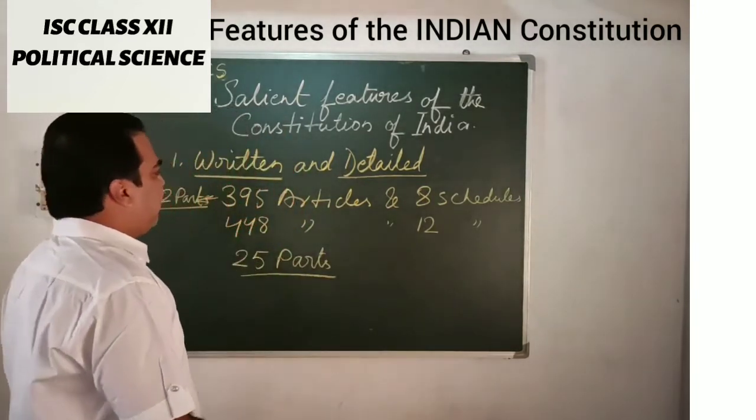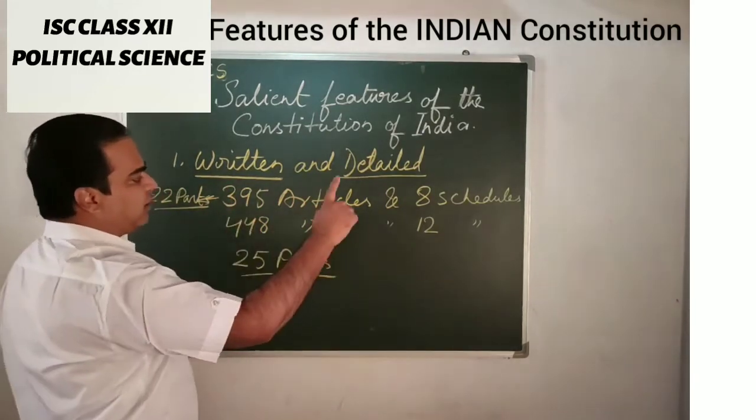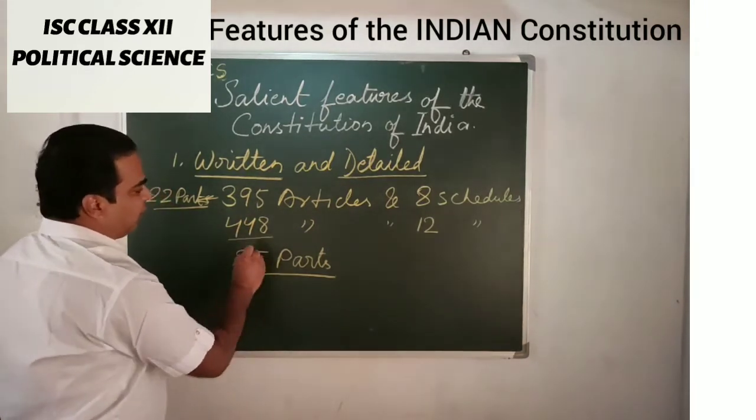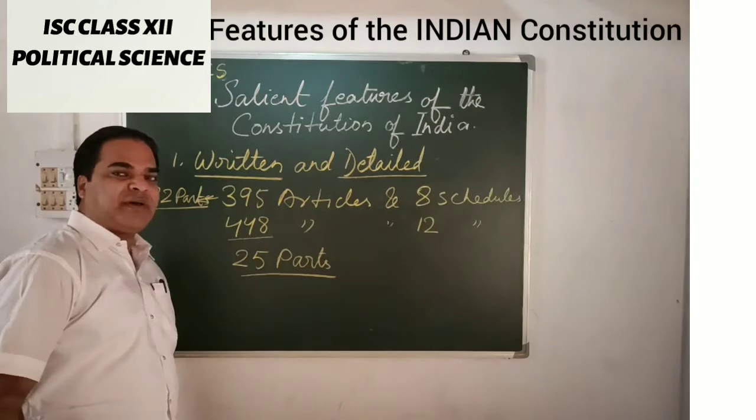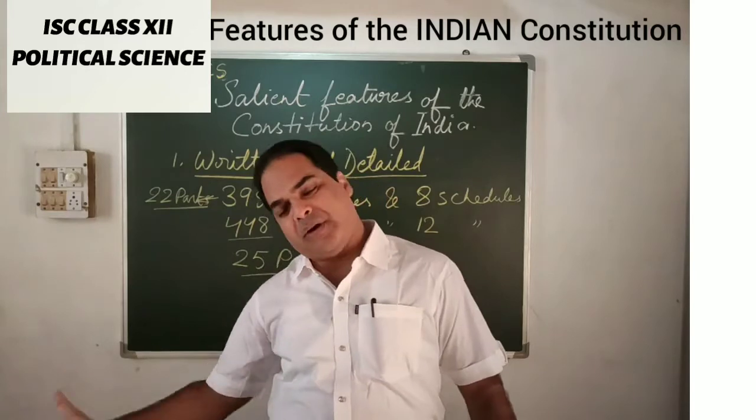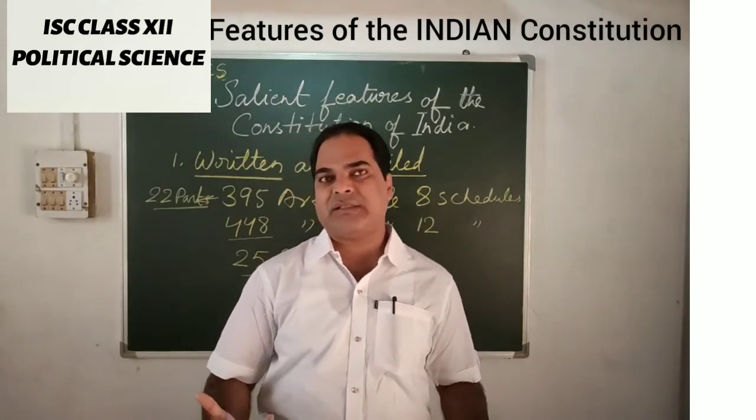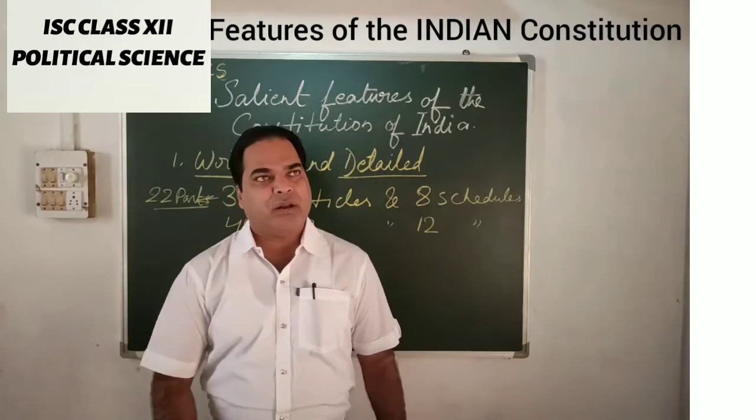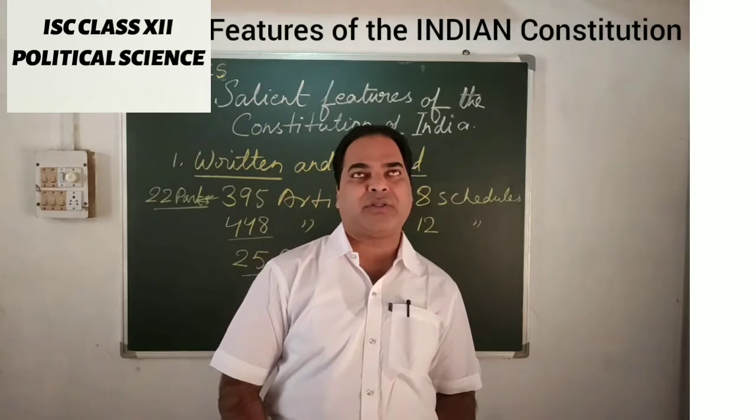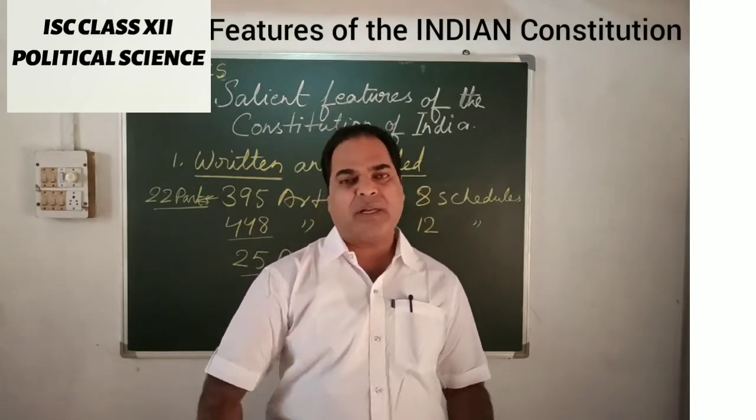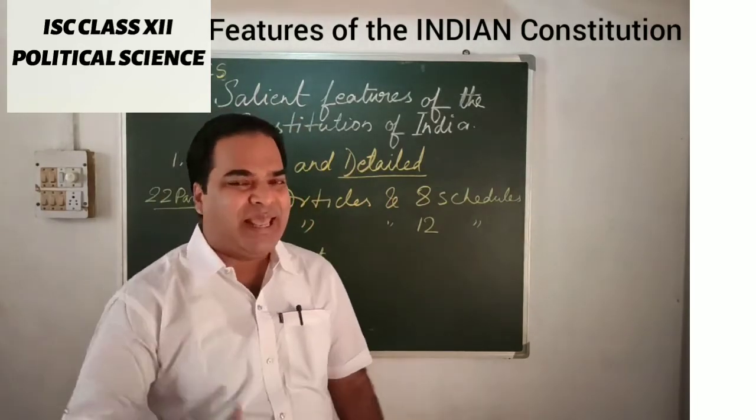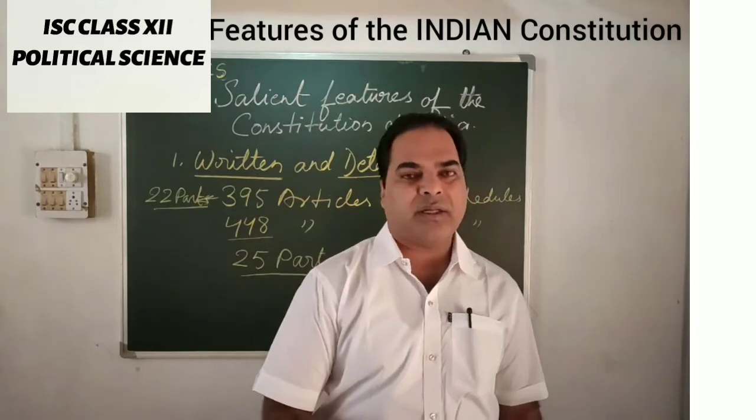Why is it called detailed? Because it consisted of 395 articles when the constitution was adopted, and right now we have 448 articles and 12 schedules, divided into 25 parts. That means 25 chapters, chapter number 1 to 25. Each chapter discusses powers and functions, even the fundamental rights, the directive principles, fundamental duties, and powers and functions of the union government and state government. Everything is discussed in detail. That is why our constitution is the lengthiest written constitution of the world.